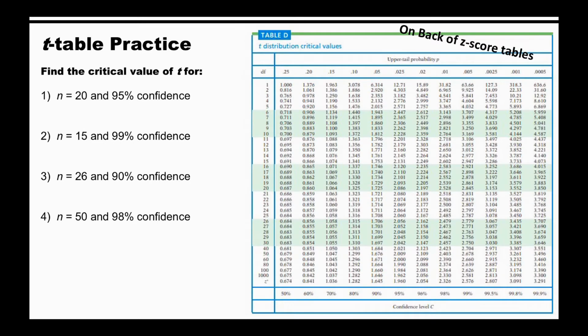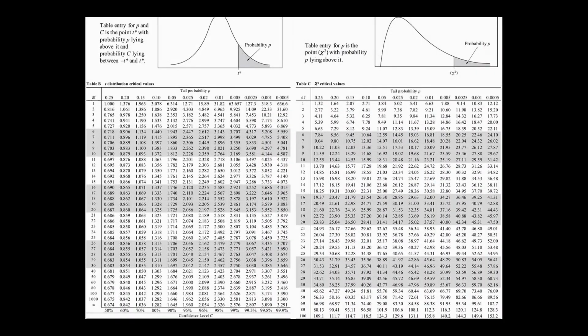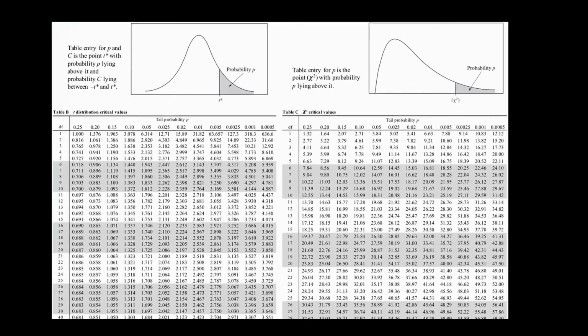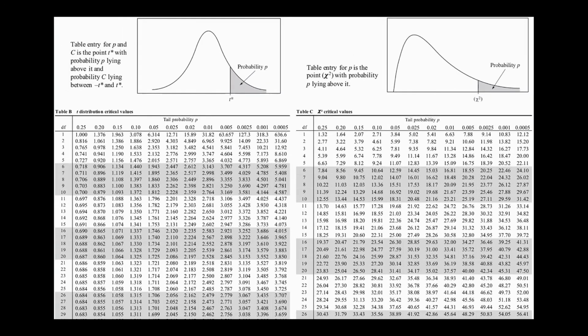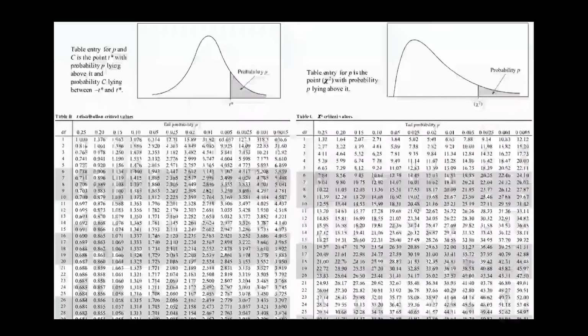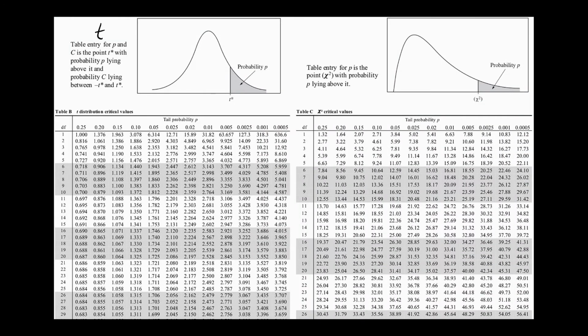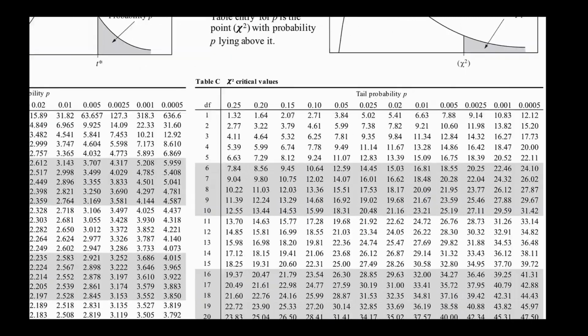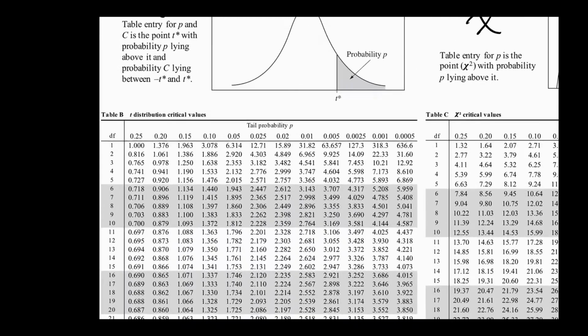On the back of your z-score tables, you should have something that looks like this, where the left side has this guy that kind of looks normal, and the right side is something that's skewed. The guy on the left is T. The guy on the right is like a cursive x squared. It's the Greek letter chi, so it's chi squared. We'll do chi squared in about a month. So don't worry, but for today we're just focusing on T.